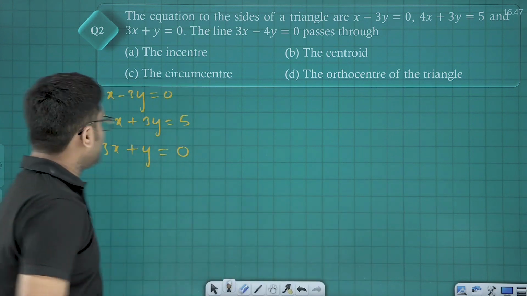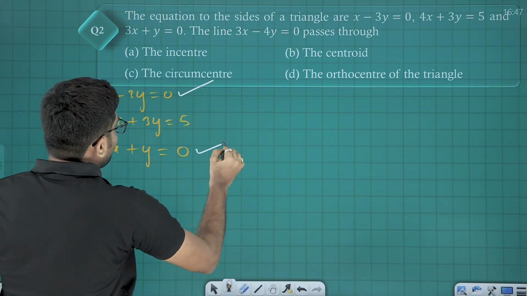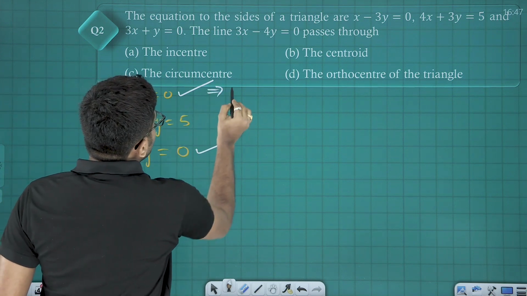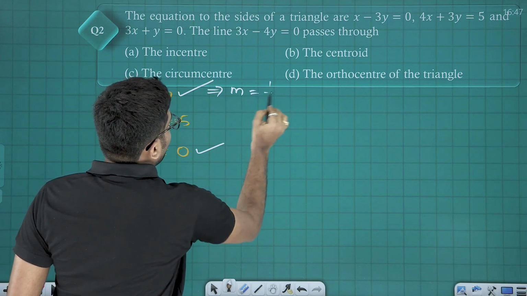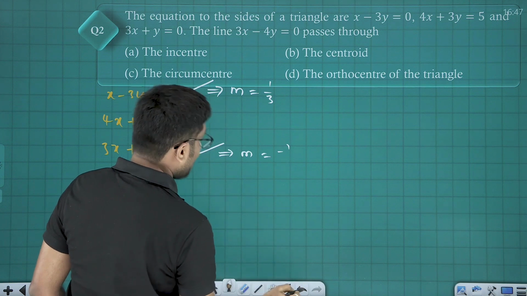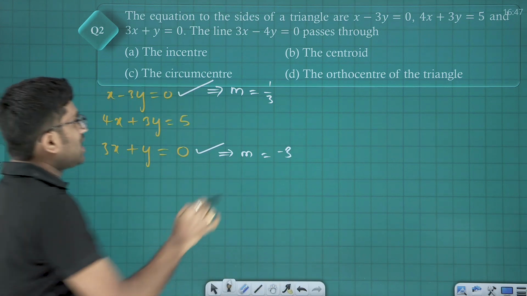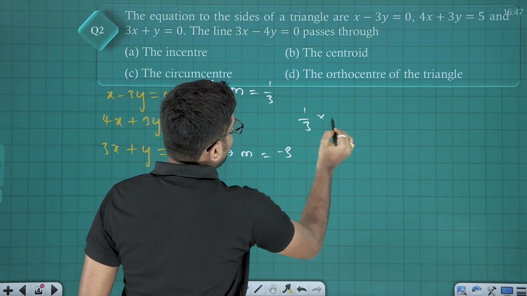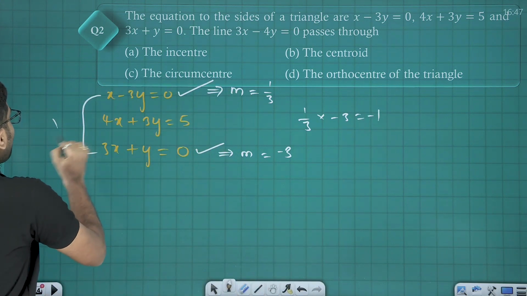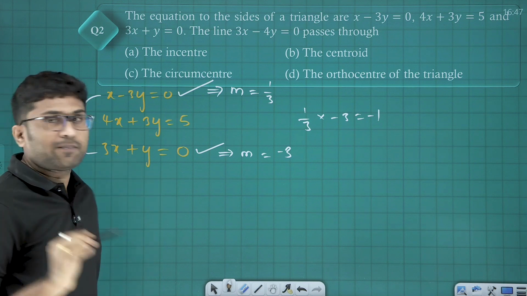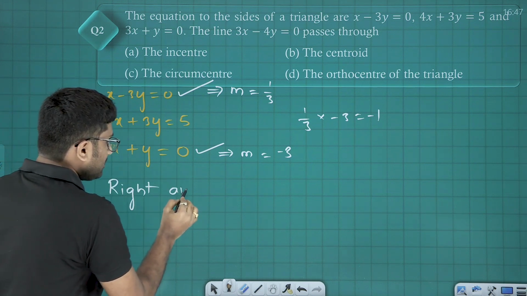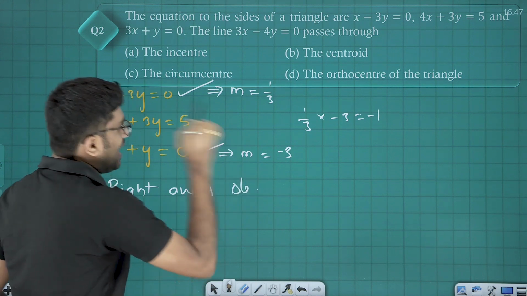There are 3 sides of the triangle. Now, if you observe one thing, friends, this side and this side, these two are perpendicular, because what is the slope of this line? Slope of this line is 1 by 3, whereas slope of this line is minus 3. So the product of these two values, that is 1 by 3 into minus 3, is equals to minus 1. Therefore, these two sides are perpendicular. If two sides are perpendicular, the triangle is a right angled triangle.